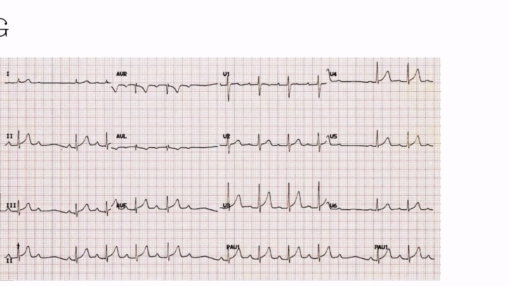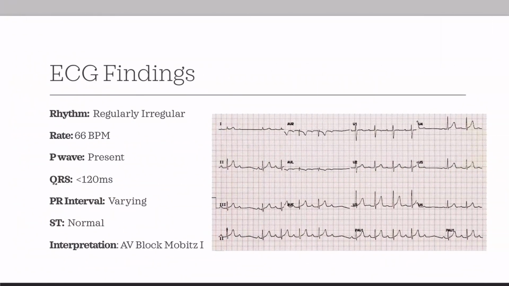So, just to review then, guys, our ECG findings: our rhythm was regularly irregular, rate 66 beats per minute, P waves were present, QRS complexes were nice and tall, less than 120 milliseconds. Our PR intervals were varying, we had no ST elevation or depression. So all of this leads to an interpretation of an atrioventricular block, Mobitz type 1, which we also call Wenckebach.